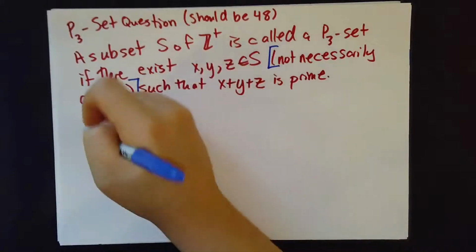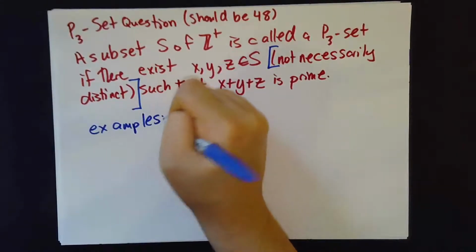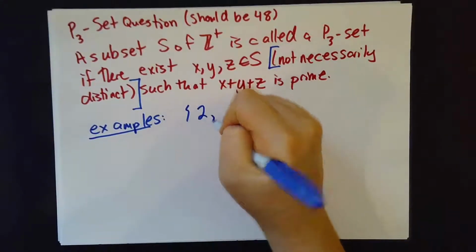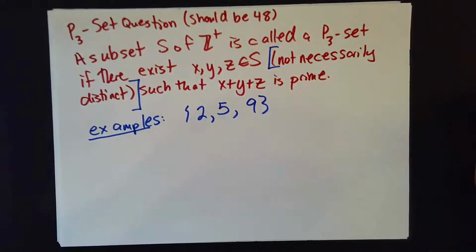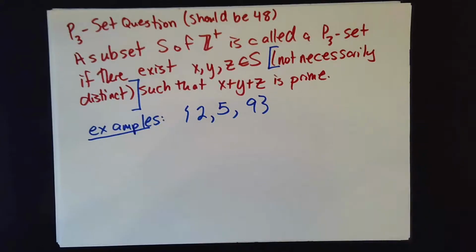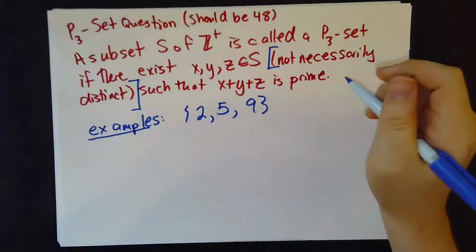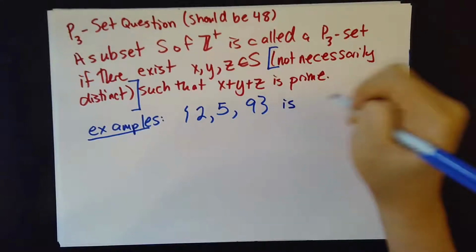Okay, so what are some examples, just to make sure we're clear on this? So let's see, is this a P3 set? I claim it is. There are 3 elements of this that I can add together to get a prime. Namely, for example, there are actually lots of choices, but 2 plus 2 plus 9.